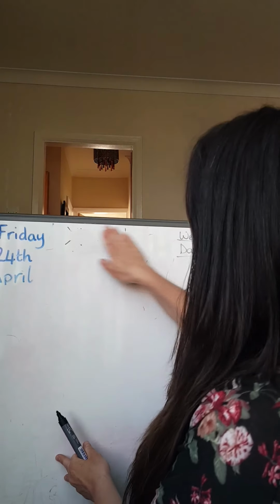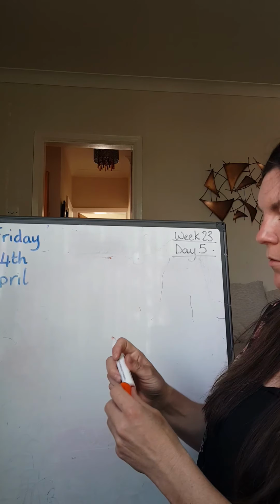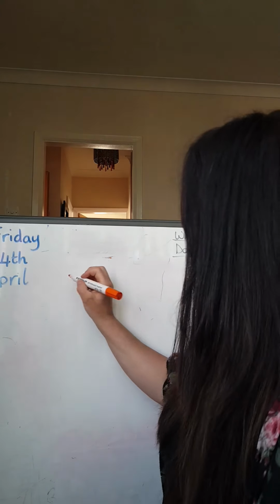Okay, so we're going for Fluent in 5, week 23, day 5. Right, let's just go for it. It's a good one today. We've got a brand new orange pen. Let's see if this works.